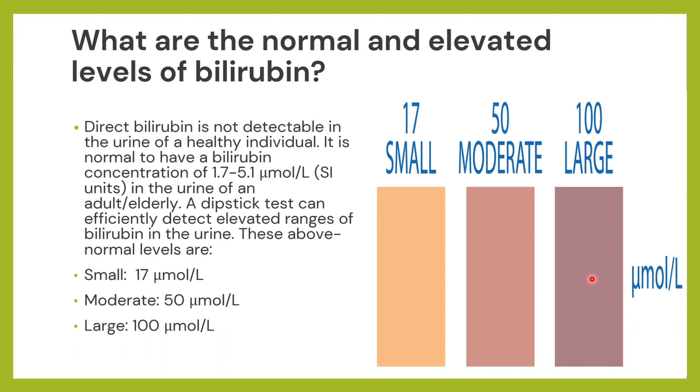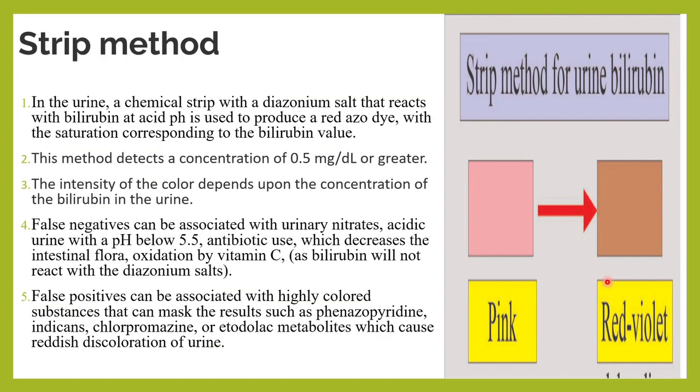Direct bilirubin is not detectable in the urine of a healthy individual. Whenever we do a reagent strip, we usually report it as small, moderate, large, or negative. When we say small, about 17 micromole per liter of bilirubin is present. When we say it is large, it is around 100 micromole per liter of bilirubin present in that urine.